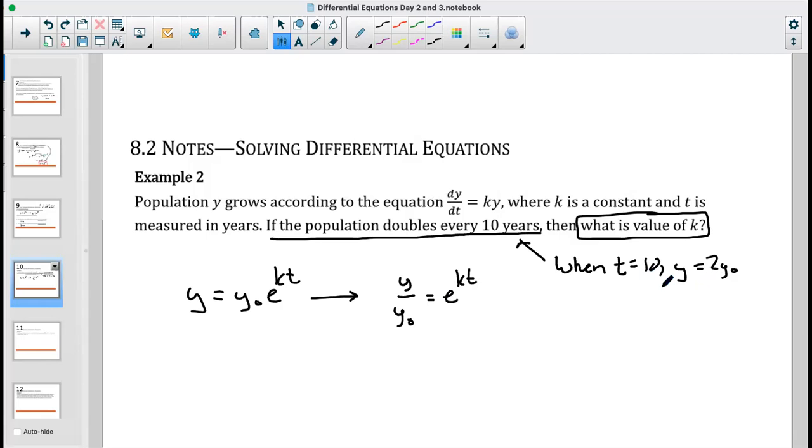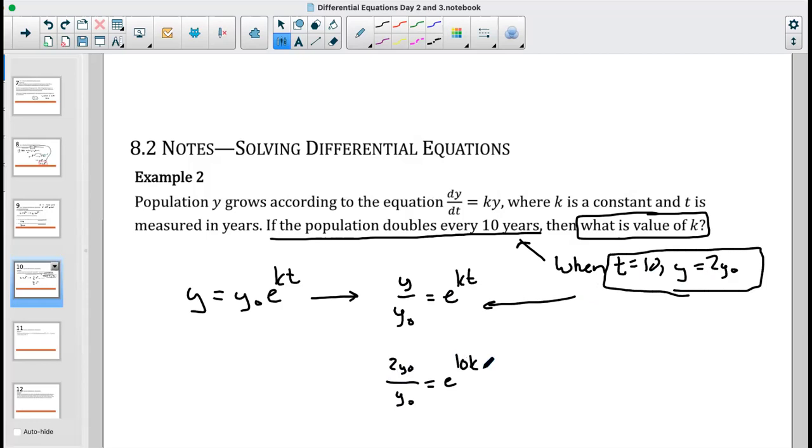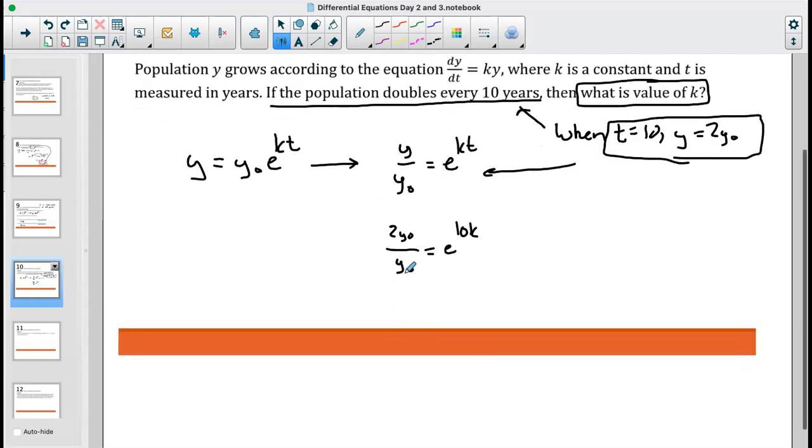And if I use this information in this equation, I get 2y0 over y0 equals e to the 10k. And 2y0 over y0 is just 2. So 2 equals e to the 10k. And now, the question was, what is the value of k? So how do I get that out of the exponent? I take logs of both sides.